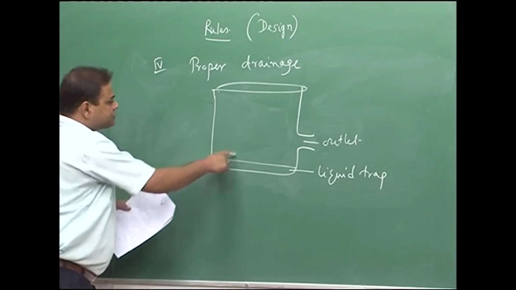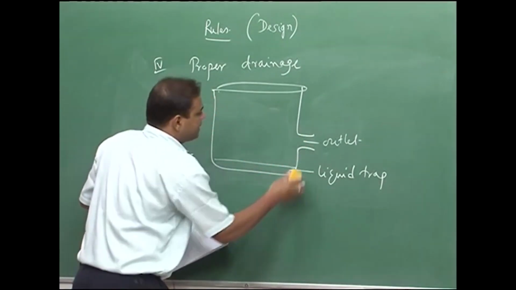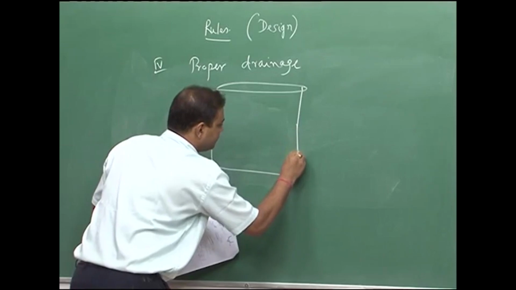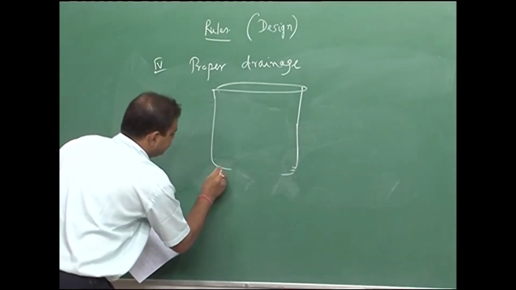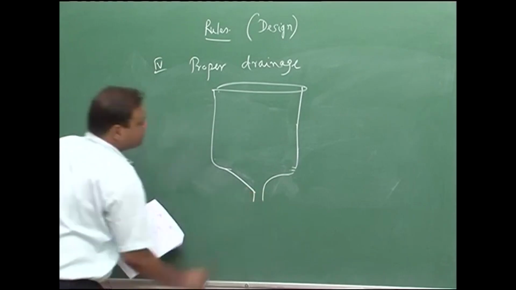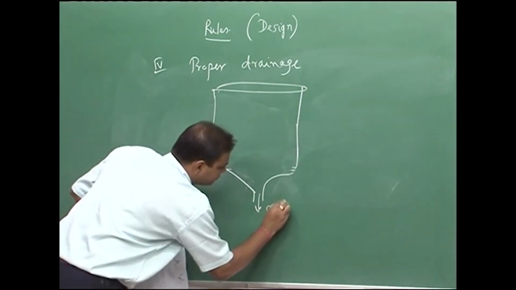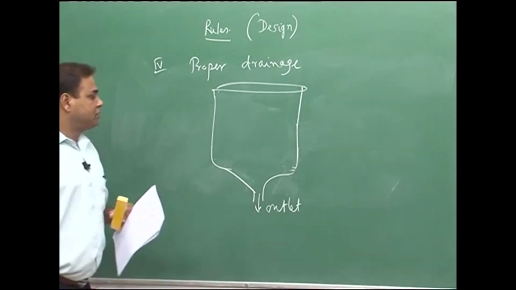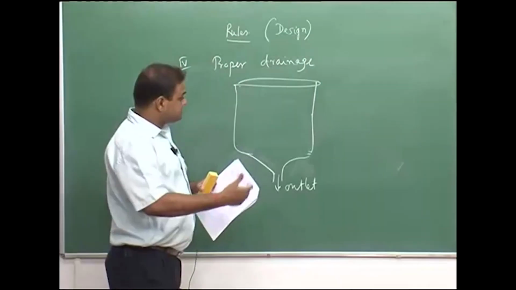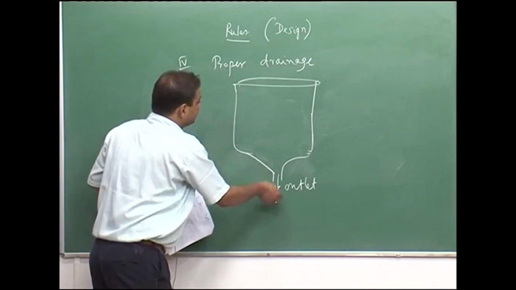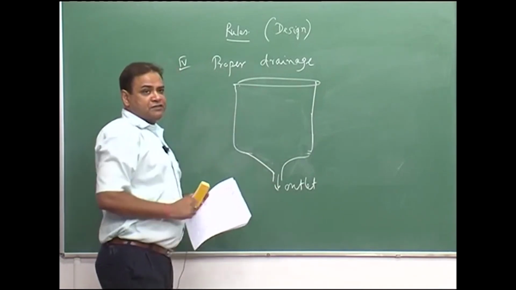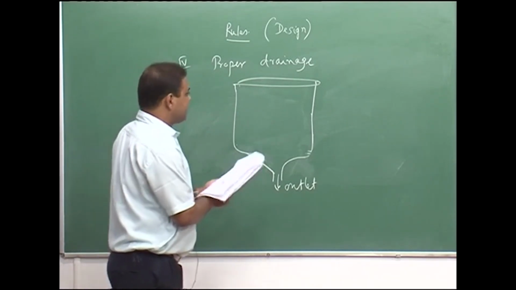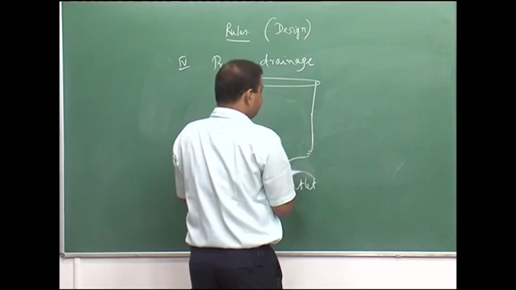So, for proper drainage, instead of this design, we can change the design like this, and this is my outlet now. So, there would not be any possibility of a liquid trap. All the liquid can go out if we would like to go for some maintenance. Let us say for 1 month maintenance is needed. At that time we can take out all the water like this and do the maintenance inside the tank.